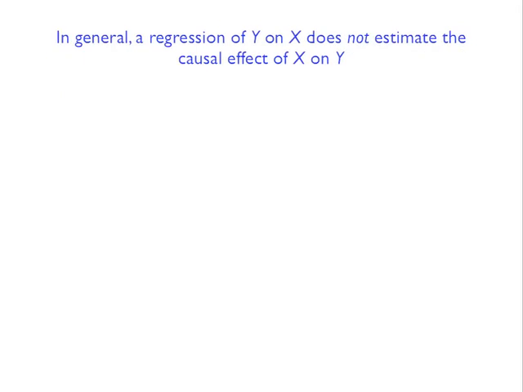Okay, so let's say that we have a bunch of data on x and y, and we want to estimate the causal effect of x on y. It turns out that in general, a regression of y on x does not estimate that causal effect. As I said in the last lecture, regressions can in fact be used to make what we call descriptive statements.